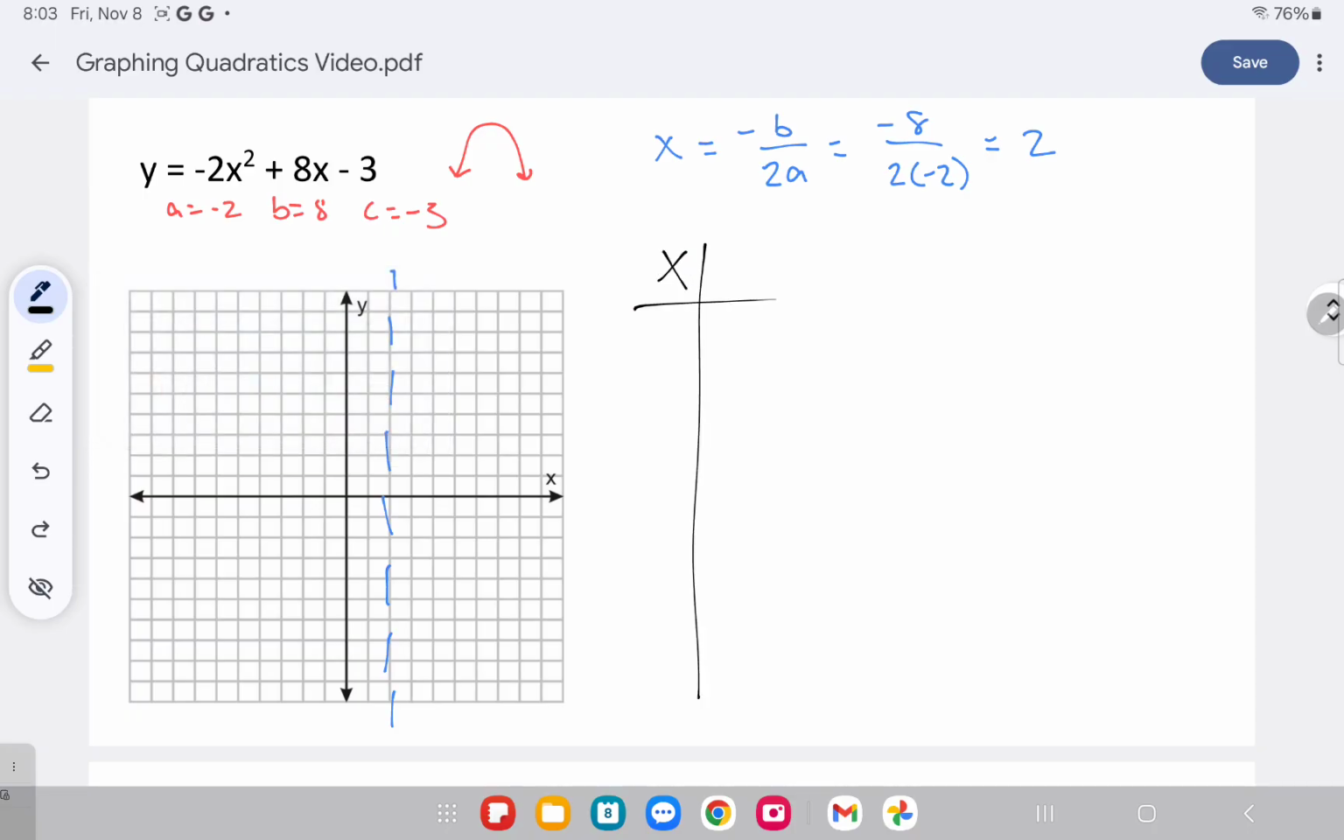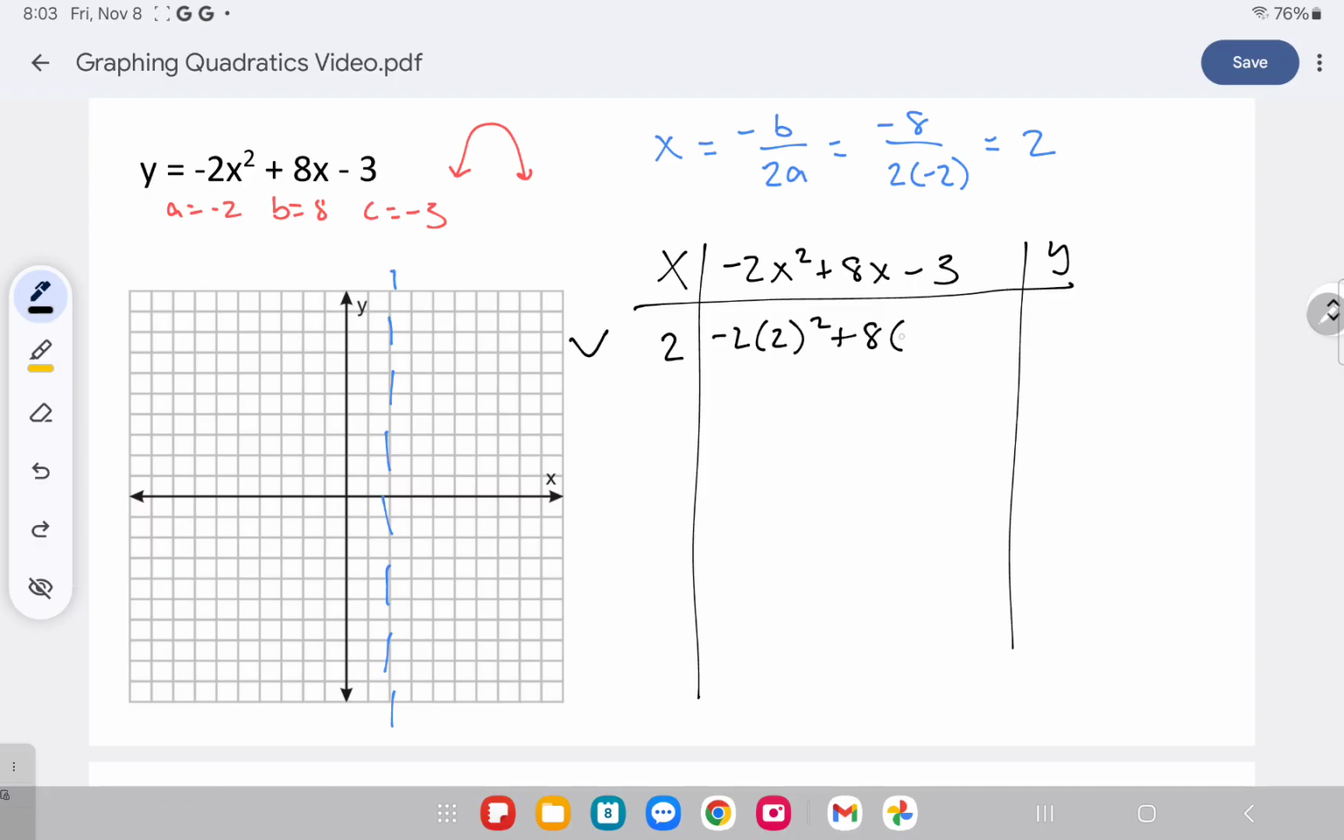To figure out the rest, I'm going to make a quick XY chart for my function. And the first point I'm going to plug into my XY chart is the axis of symmetry, 2, because this is going to tell us where our vertex is, since our vertex is always on the axis of symmetry. So when I plug a 2 in, I'm going to get -8 plus 16 minus 3, or 5. So the point (2, 5) is the vertex.